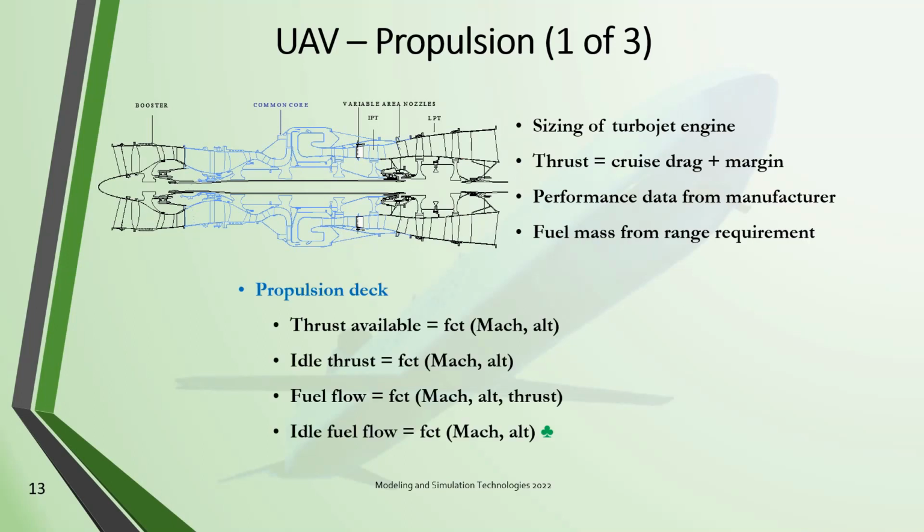To build a simulation, we need a propulsion deck. Thrust available is a function of Mach number, altitude, idle thrust also, and then we need to calculate the fuel flow to keep track of how much fuel is left, and that's a function of Mach number, altitude, and thrust. And also we need the idle fuel flow.